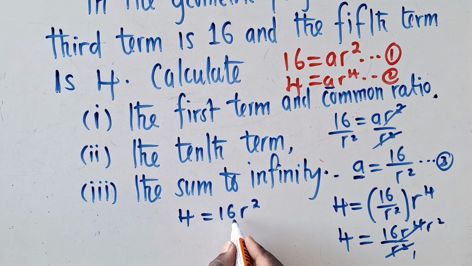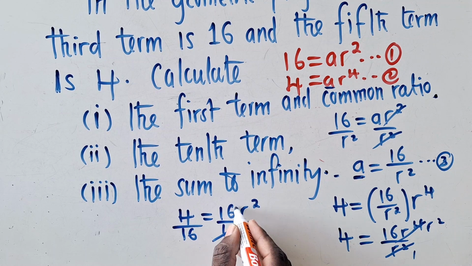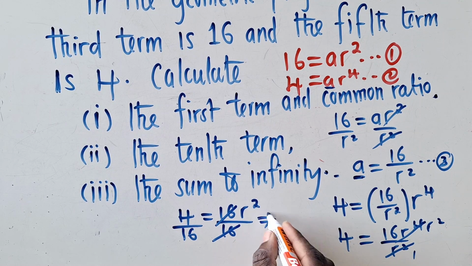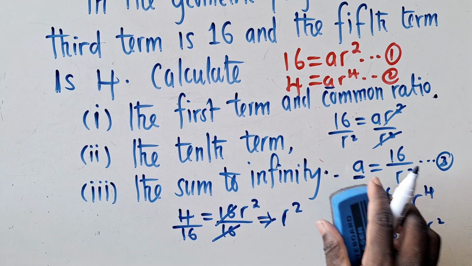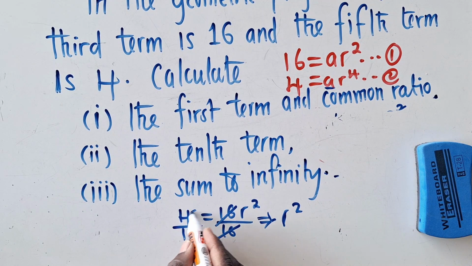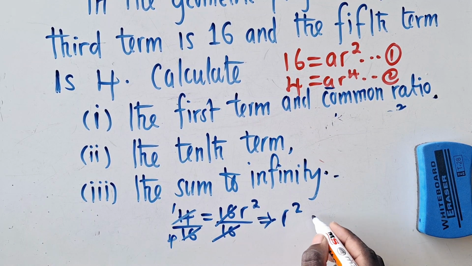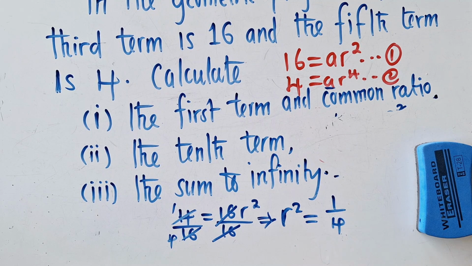From this stage, we can divide by 16. This 16 and 16 will go. We shall remain, of course, with r power 2, which is here. And then there, you can see that there's a 4. So this 4 in itself, it's a 1. In 16 there, it's a 4. So we've got r power 2 is equal to 1 over 4.